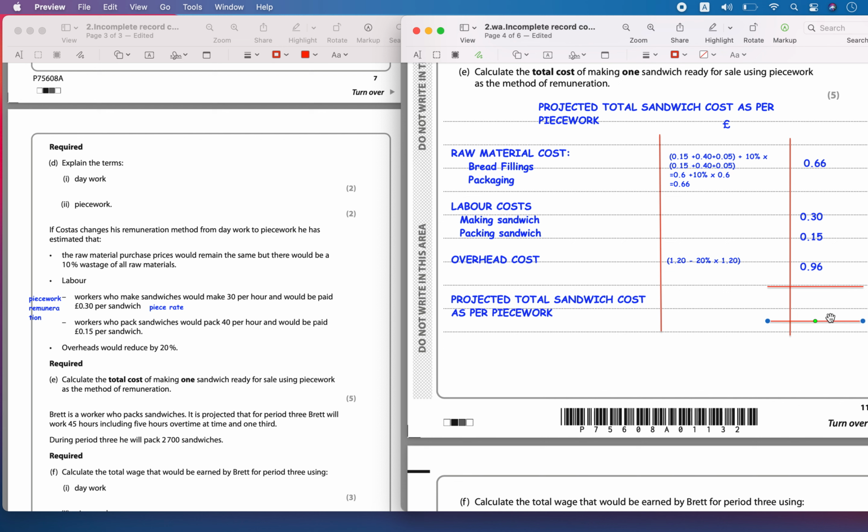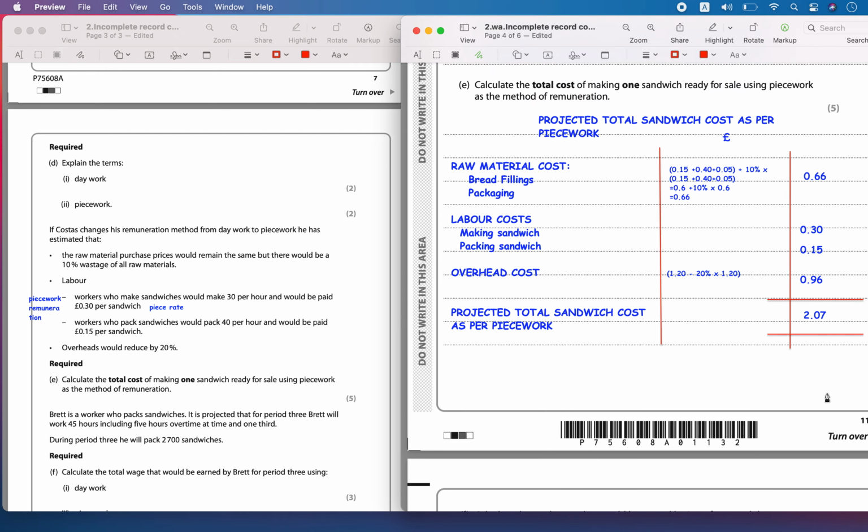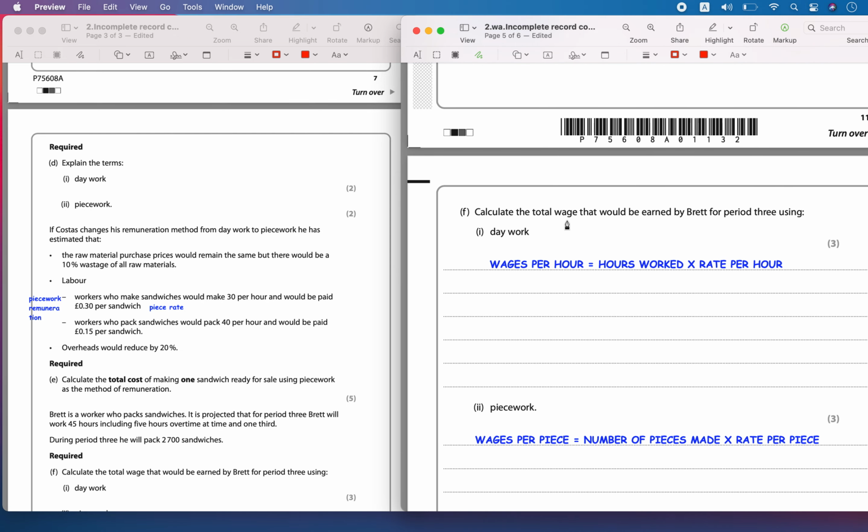Now let's calculate the total cost. So 0.66 plus 0.03, 0.15, 0.96, it will be 2.07. So Costas will incur 2.07, but here he had incurred 2.55.